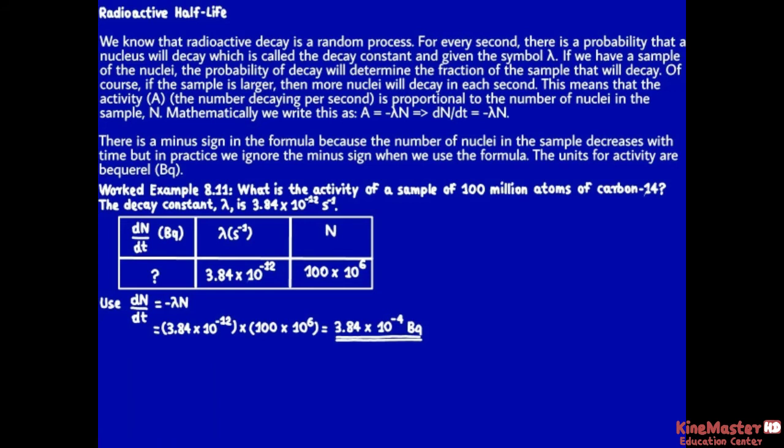Use dN over dt equals minus lambda N, which is 3.84 times 10 to the power of minus 12 times 100 times 10 to the power of 6, which equals 3.84 times 10 to the power of minus 4 becquerel.